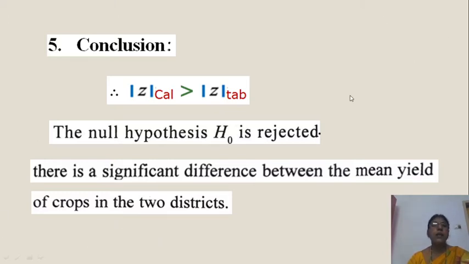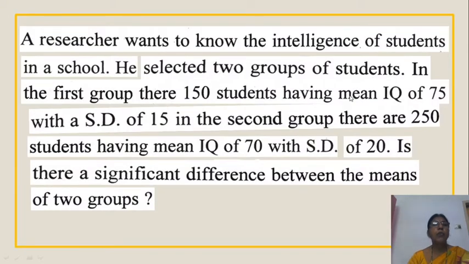Okay. Now we see the next problem, the second one. A researcher wants to know the intelligence of students in a school. He selected two groups of students. In the first group, there are 150 students having a mean IQ of 75 with an SD of 15. In the second group, there are 250 students having a mean IQ of 70 with an SD of 20. Is there a significant difference between the means of the two groups?